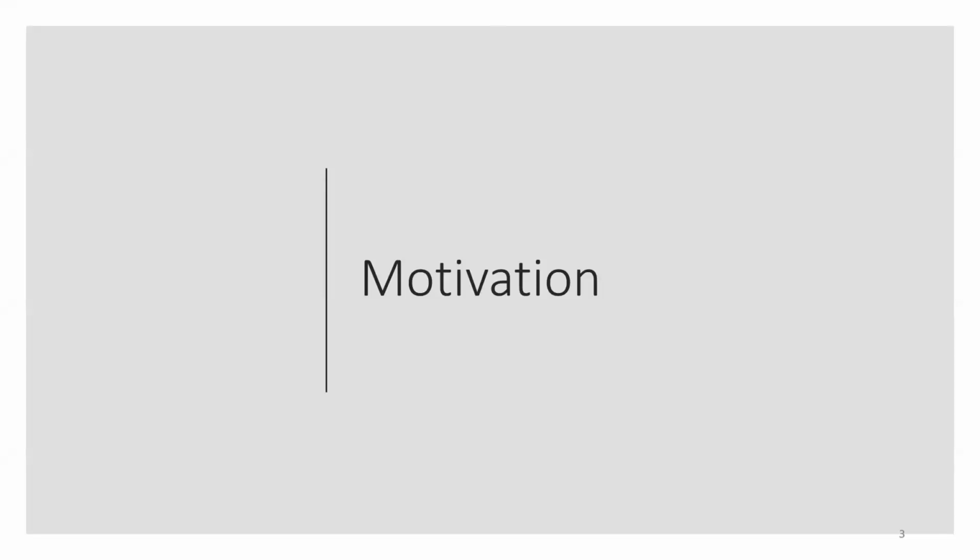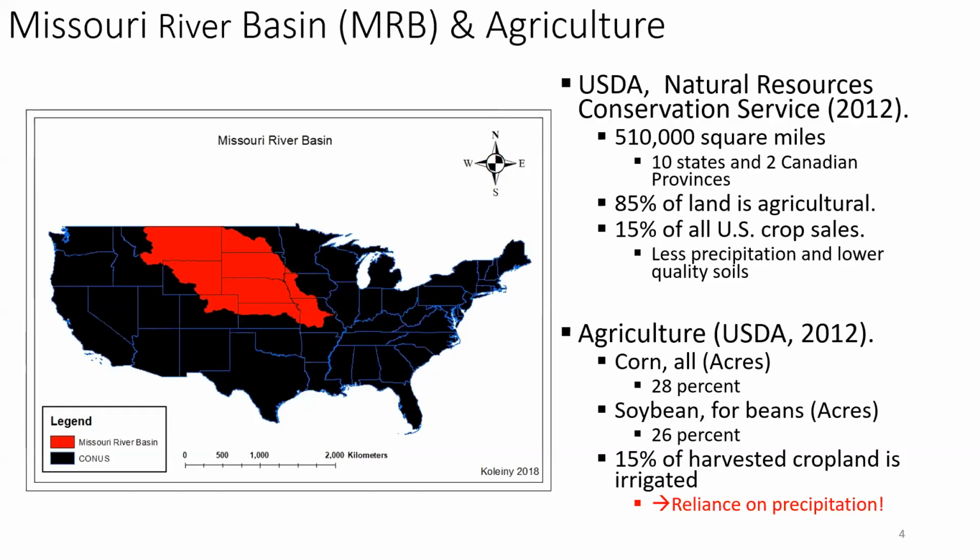So why are we interested in climate variability in the Missouri River Basin? Well, as you can tell from this image, the Missouri River Basin takes up a nice piece of real estate across the U.S. and part of Canada. 85% of the entire land within the river basin is agricultural of some sort. And the river basin itself is responsible for generating 15% of all U.S. crop sales. It's only behind the Mississippi River Basin in terms of those contributions.